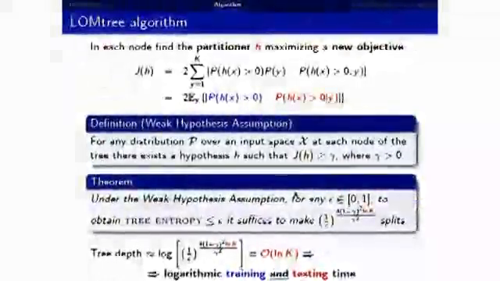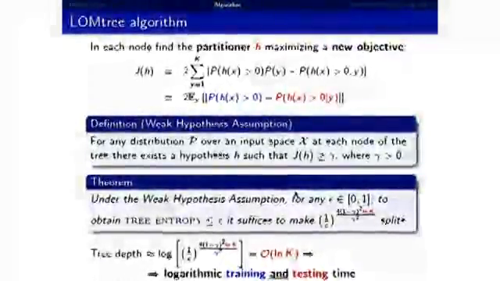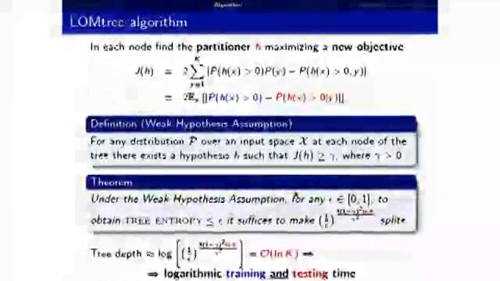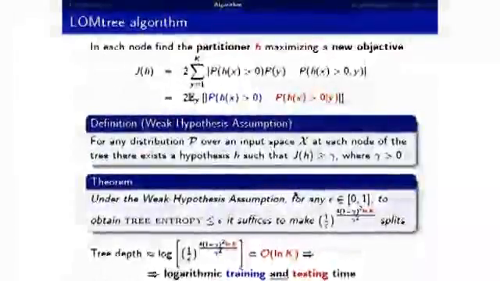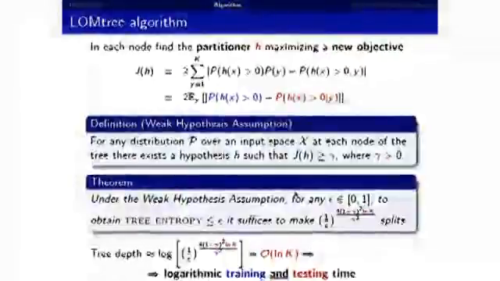We obtained a boosting theorem that relies on the weak hypothesis assumption and shows the number of splits that is required to reduce tree entropy below an arbitrary threshold epsilon. This guarantee, under favorable conditions, directly implies logarithmic training and testing running time.